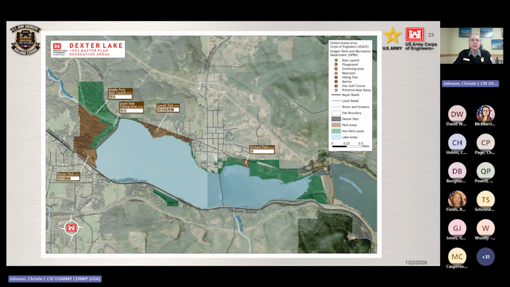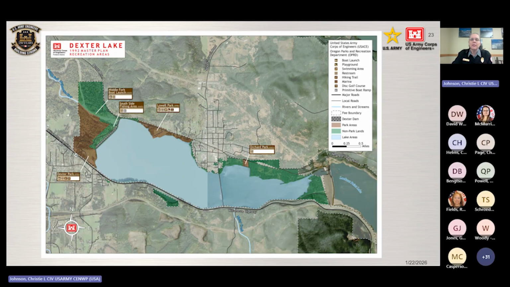Moving on to Dexter Lake. Dexter Lake is a unique reservoir in the Middle Fork watershed because it stays full year-round. It's also a premier destination for competitive rowing, and I can see there's a lot of people representing the rowing community on the call today. So thanks for coming. All the parks at Dexter Lake are day use only, and so visitors to Dexter Lake generally enjoy boating, swimming, fishing, and picnicking.